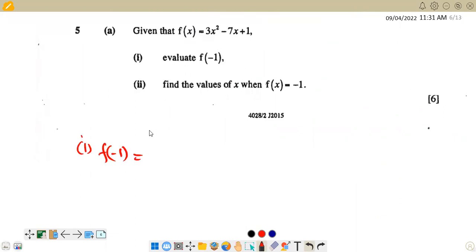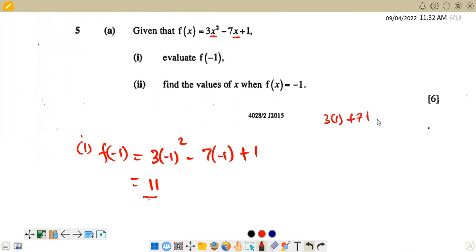F of minus 1, in place of x, I'm going to substitute minus 1. So it's going to be 3 into negative 1 squared minus 7 into negative 1 plus 1, like this. Okay, so negative 1 squared, that's positive 1. Okay, you can use your calculator direct, guys, or just simplify everything. You're going to obtain 11 there, but this was going to give us 3 times 1 plus 7 plus 1, like that. Okay, so this is 10 plus 1, which is 11.